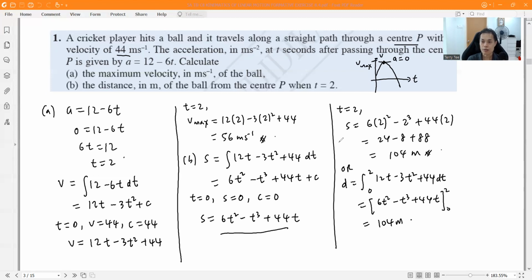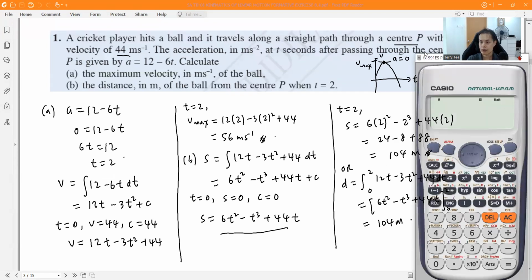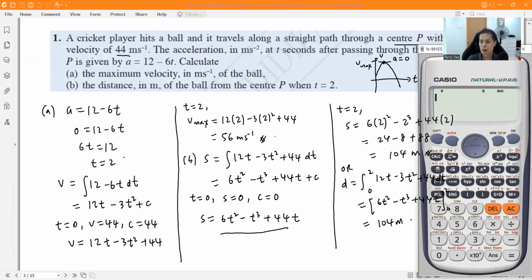Now, the good news is we can use a calculator to validate the answer. Okay, let me just show you over here. We integrate the original function, 12t minus 3t squared. In this case, instead of t, we use x, because your calculator doesn't have the t function. So this is 0 to 2, and then there you go, 104.